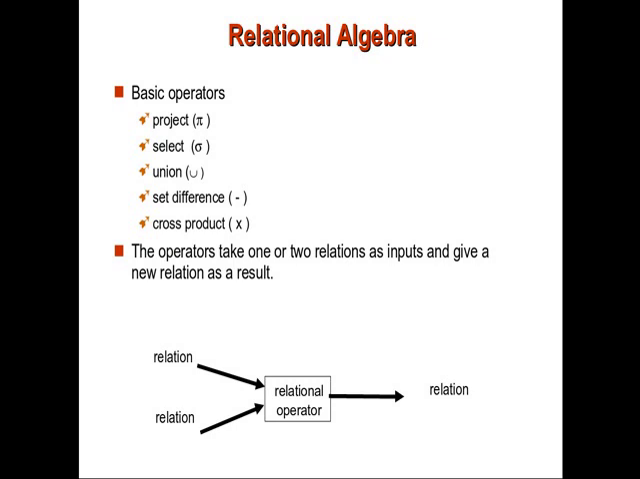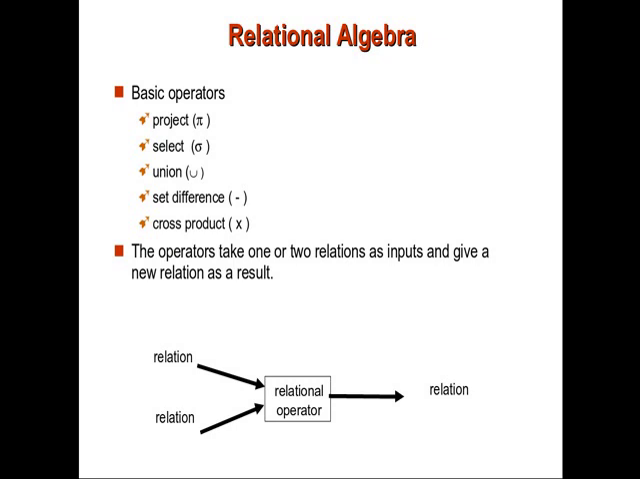The operators that we are going to discuss in this presentation are these 5 operators. The first one is the project operator, which allows us to eliminate columns in a relation. The second operator is the select operator, which allows us to select rows from a relation. The third is the union operator, which allows us to perform the union of the tuples of two relations. The set difference operator allows us to retrieve tuples from a relation that are not present in another relation. And the cross product allows us to combine the data in two relations.